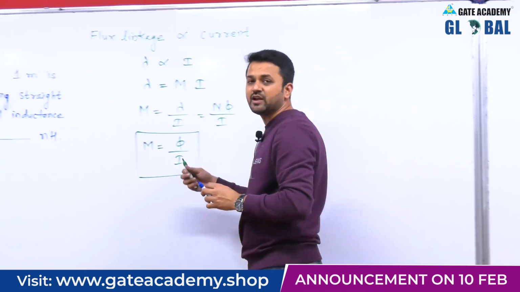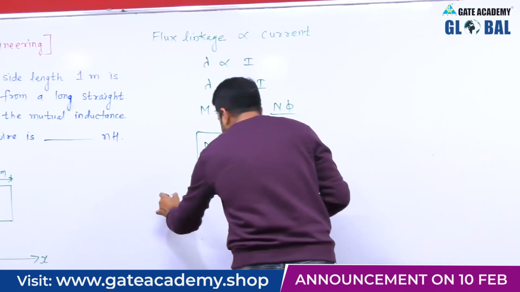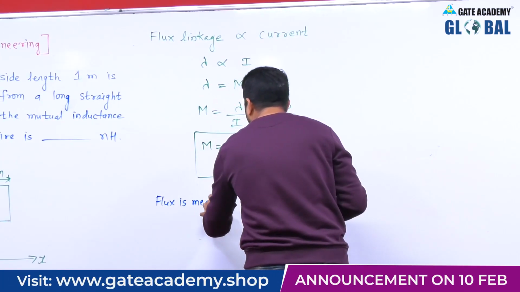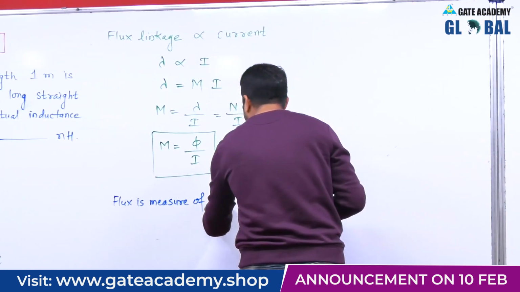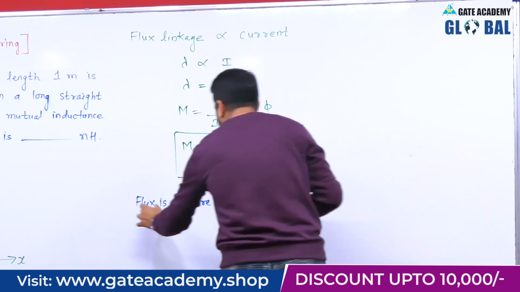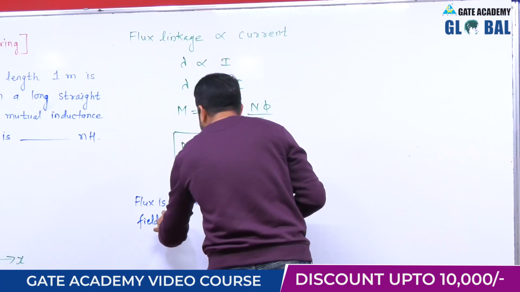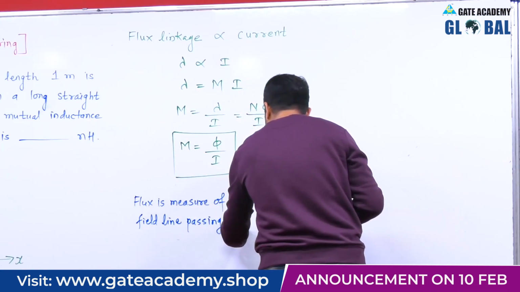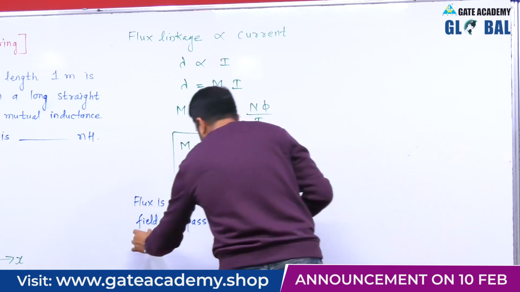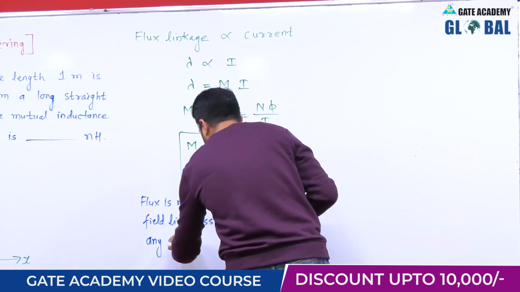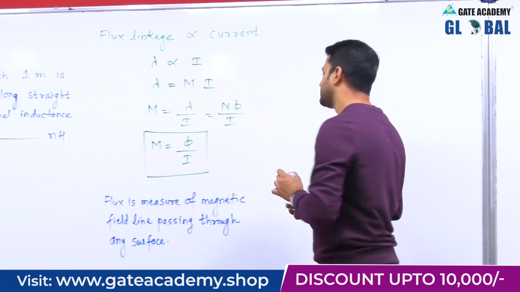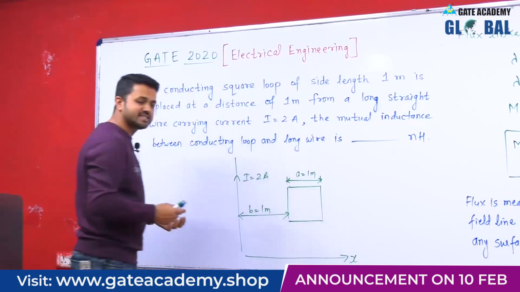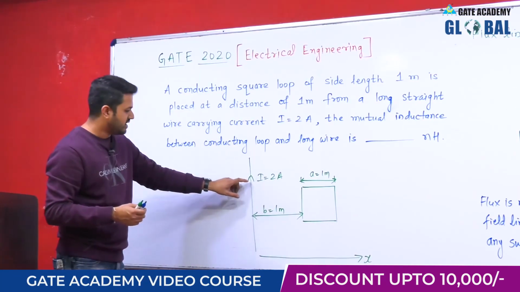And how do we calculate the flux? The flux is a measure of magnetic field lines passing through any surface. Magnetic field lines passing through any surface. So how is the magnetic field generated here? Because it has the current.